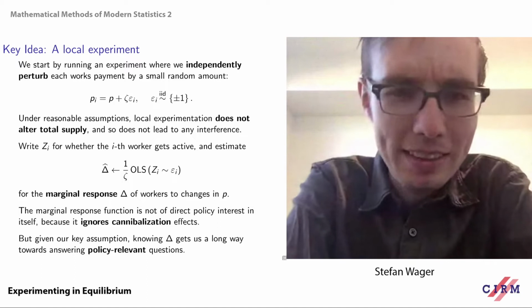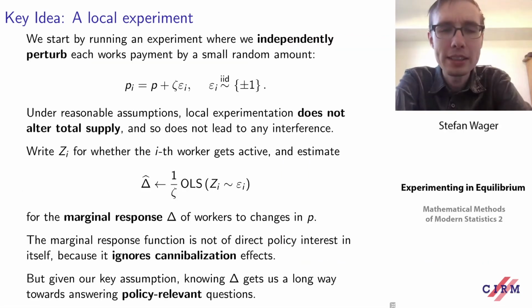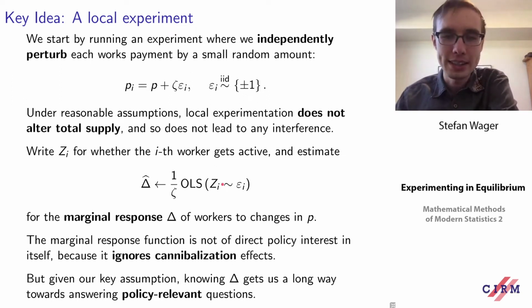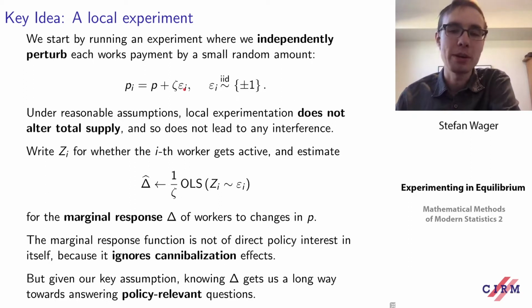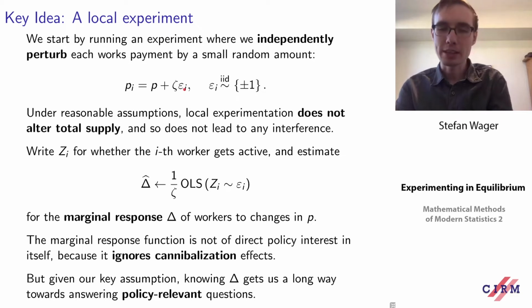The something it's going to let us measure is, if we write z_i for the choice of the ith worker being active. Then what we're going to do is regress z_i, the choice of being active, on epsilon_i, this exogenous shock to the payments. Then this is going to recover a marginal response delta that ends up being interesting.